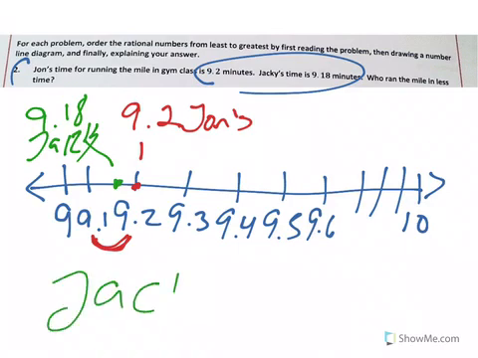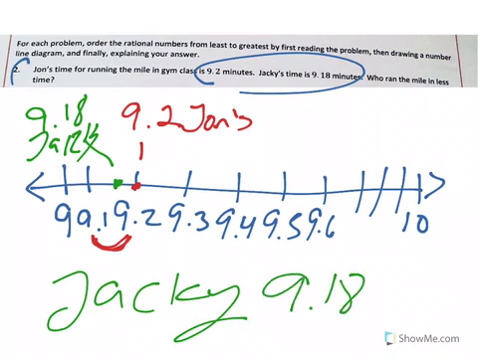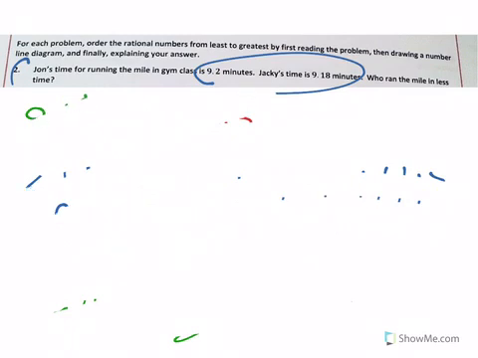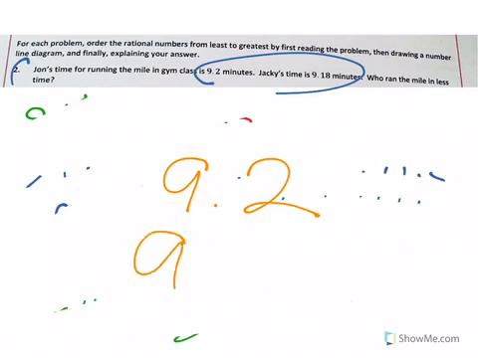Well, that would be Jackie, because she ran it in 9.18 minutes. Another way you can look at this numerically, we just want to look at it in terms of numbers. John went 9.2. If I want to compare that to Jackie, Jackie went 9.18.